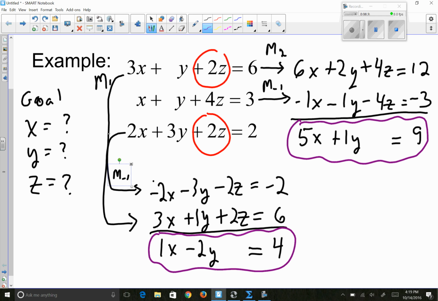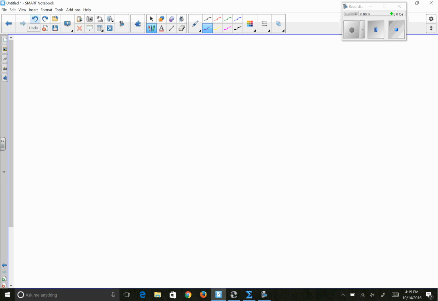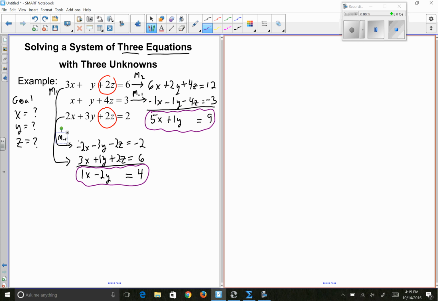Then we picked 2 different equations and got rid of z. These 2 equations with clouds are what we think about now. So we're only going to write the 2 equations that have clouds around them. The 5x plus 1y equals 9, and the 1x minus 2y equals 4. Let's only think about these 2 right now.